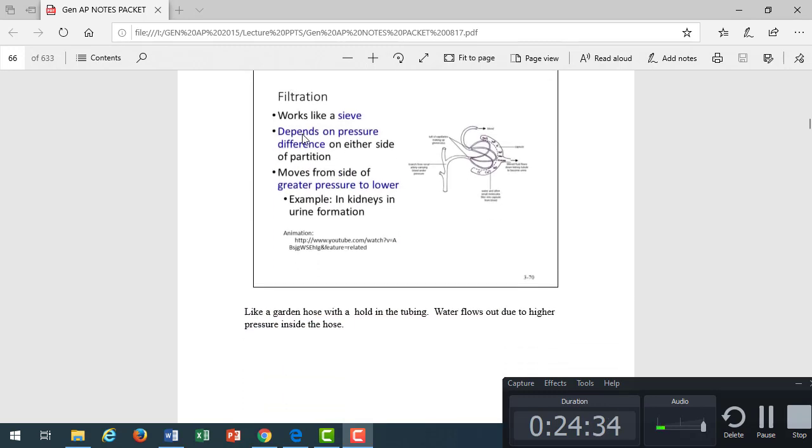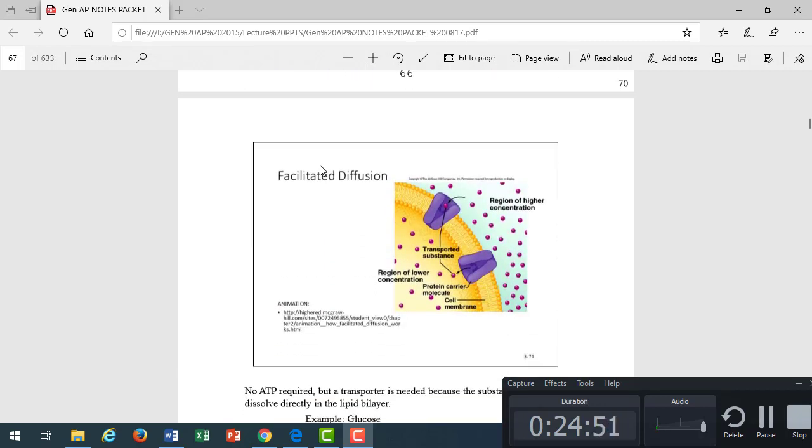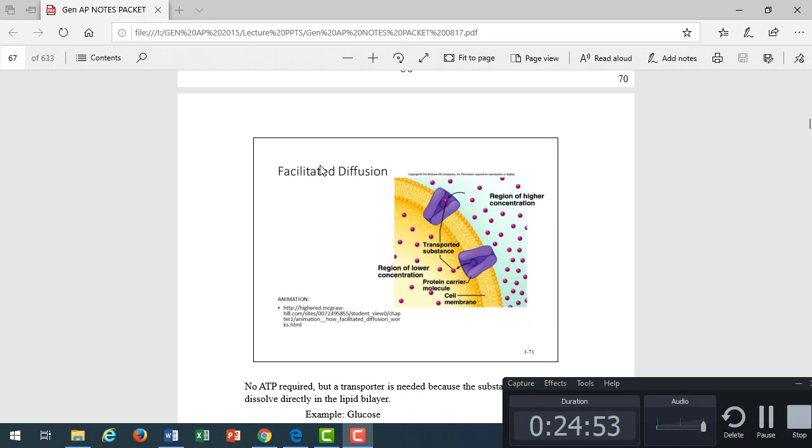Filtration, like I said, depends on pressure. And what type of pressure are we always talking about? We're talking about the body. Blood pressure. Yeah, blood pressure. That's the most common example when you look at how the kidneys form urine. So those osmosis diffusion through the membrane does not require energy.